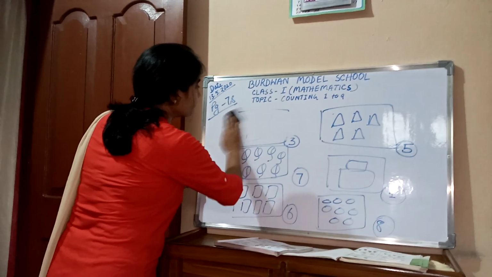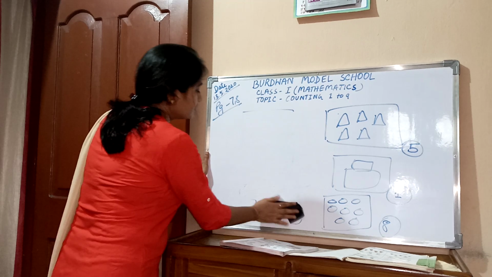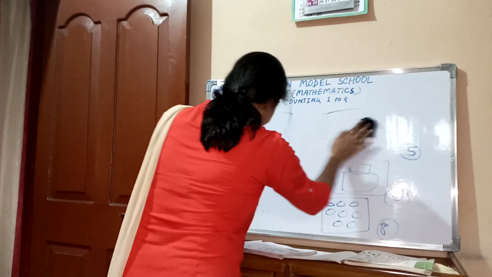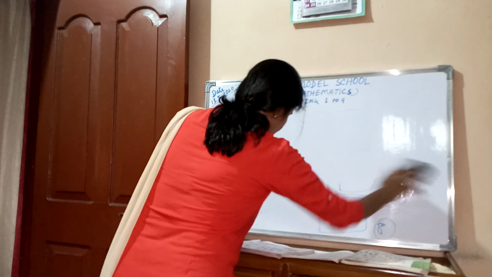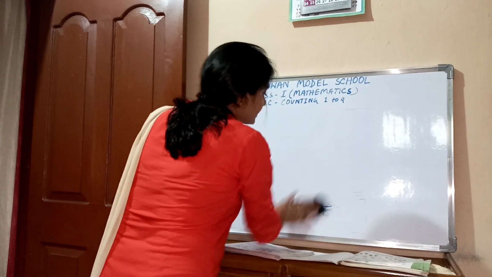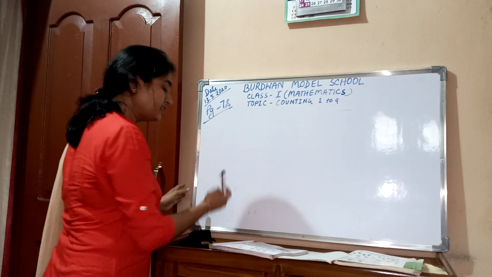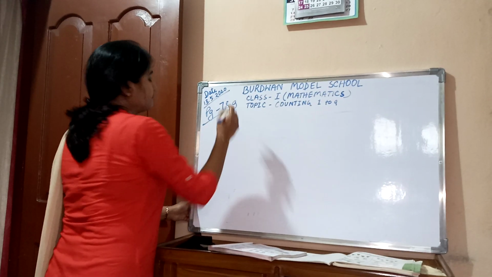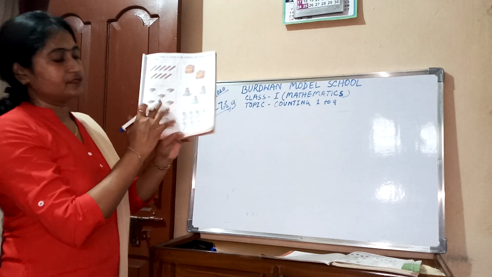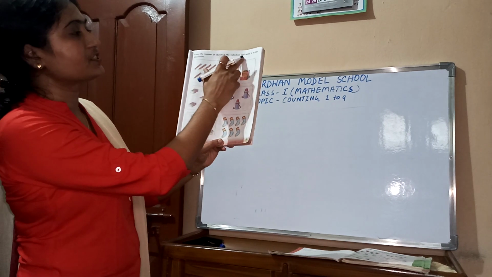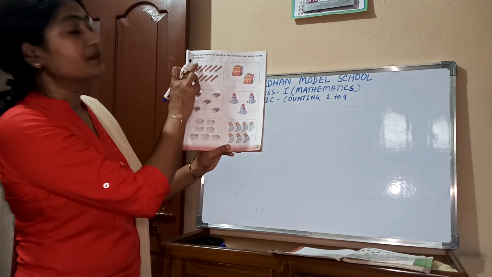Count the number of objects and write it in the placeholder. Okay children, the next page, that is page number 9. Please all of you turn over to page number 9. Count the number of objects in the collections and write it in the placeholder.